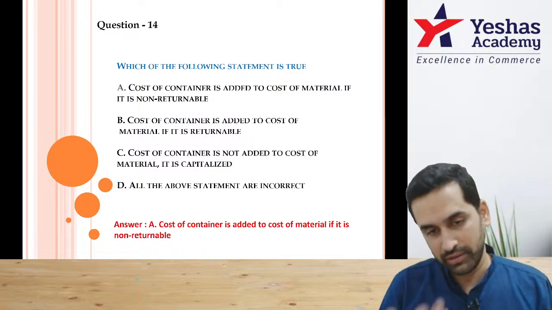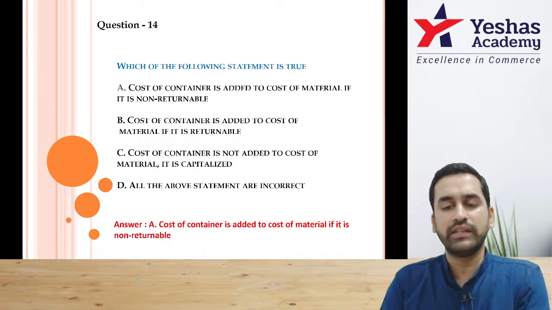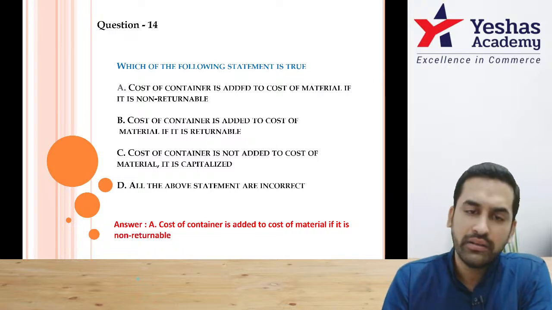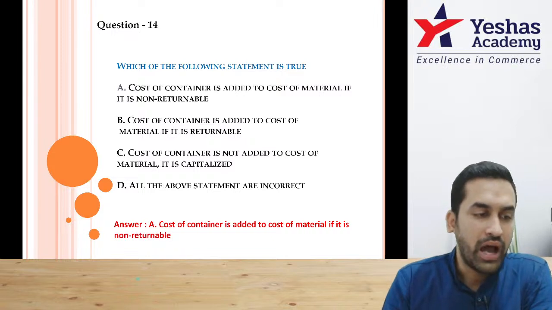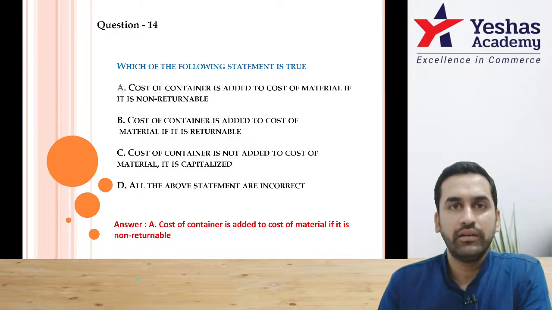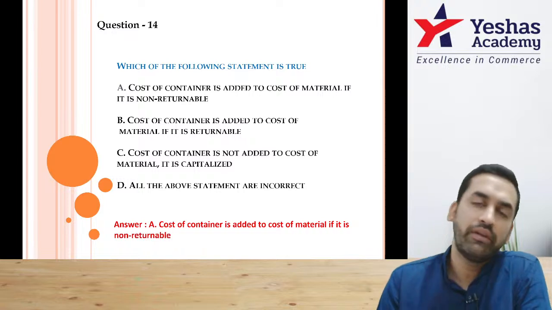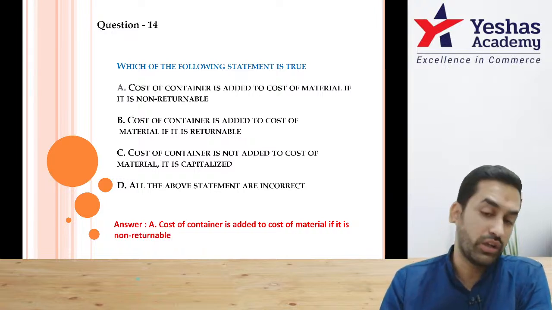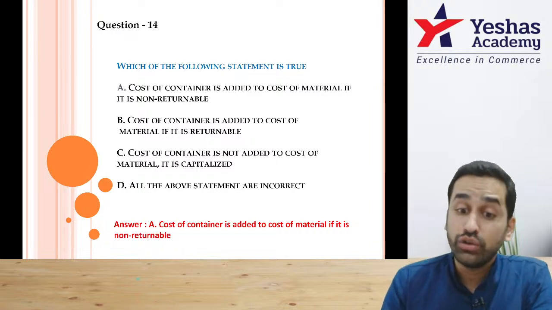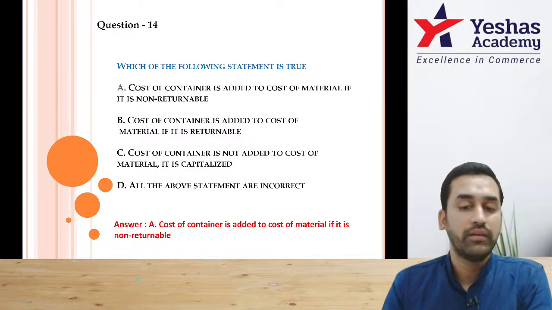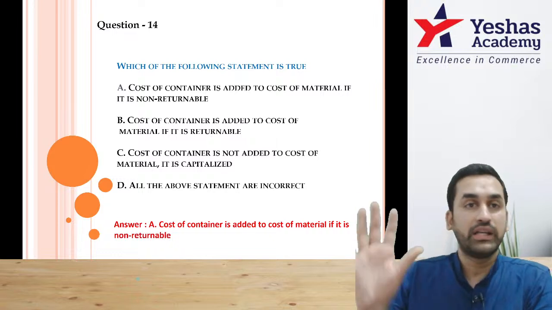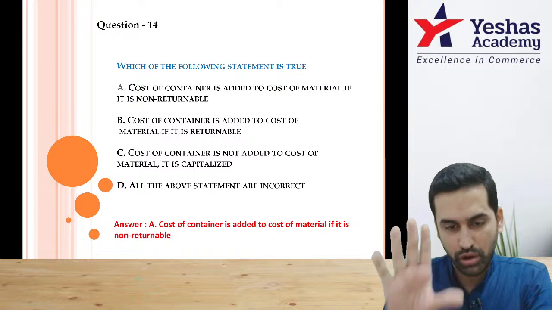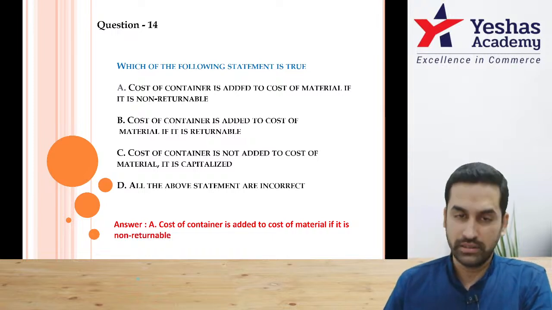Yeah, however, let me read. Option B says cost of container is added if it is returnable. If it is returnable, why will I add? Think, I am returning, then I will get the reversal of money. Why will I consider that as cost? Option C says cost of container is not added to the cost of material. It is considered as a capital expenditure. Completely wrong. All of the above statements, no, no, no. Option A is the correct answer.